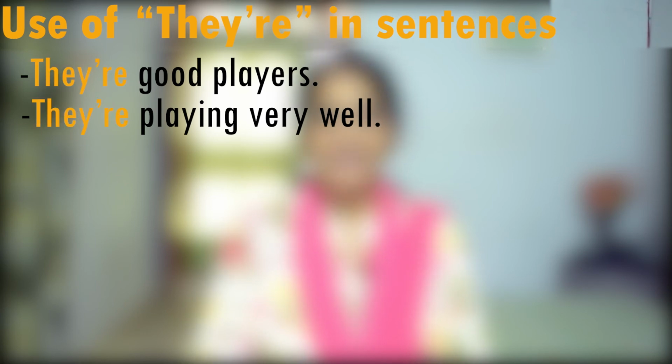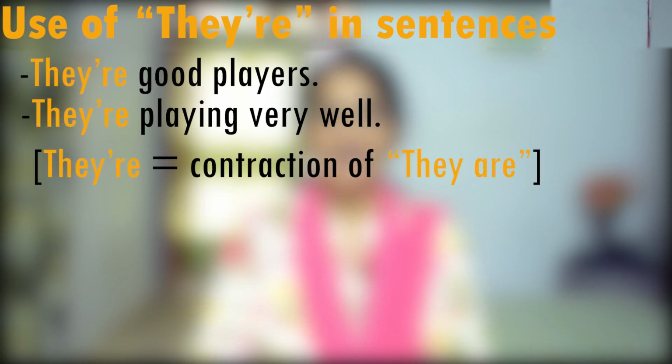They're means what here? They are good players. They are playing very well. They're is one contraction, the contracted form of they are. The pronunciation of these three words is the same, but in their uses they are different. As per the construction of the sentence, we have to choose the exact one. I hope you got my point.